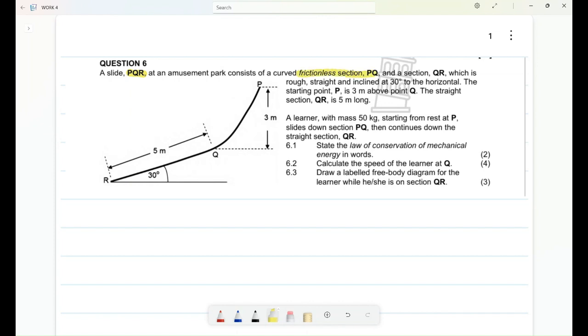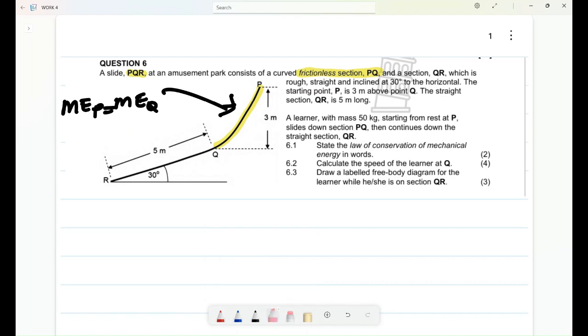frictionless section PQ. Before I go anywhere, where is that PQ? PQ, frictionless. I know I'm dealing with work, energy and power here. I know that mechanical energy at P is equal to mechanical energy at Q. Only applicable for PQ in this case. All right, let's continue.